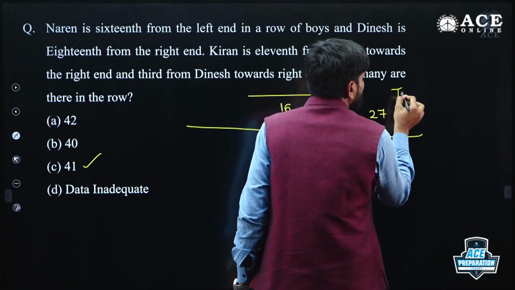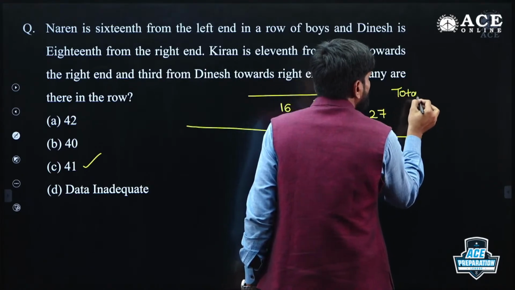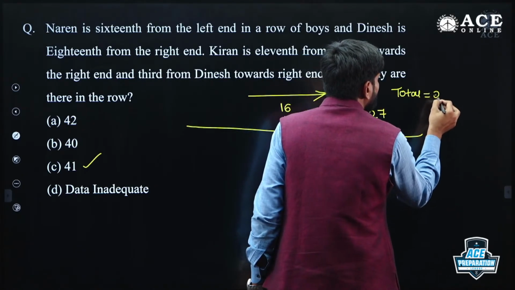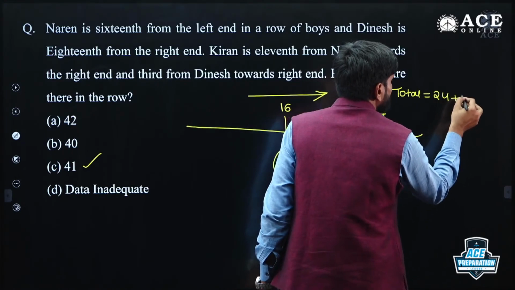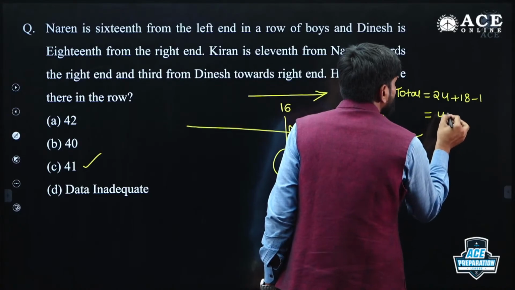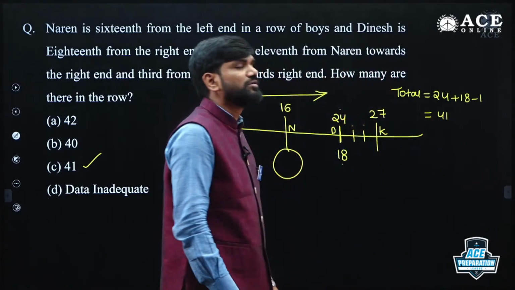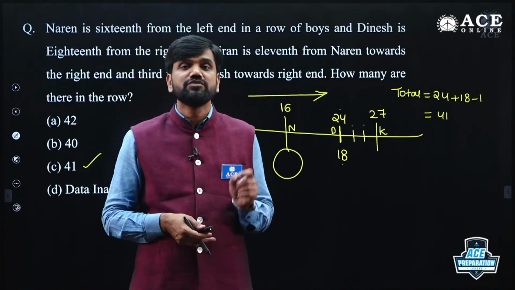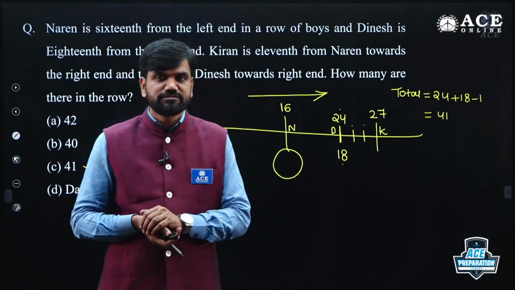If you want me to write in the equation format, I will write it here. Total is equal to the position of the candidate from left as well as right, minus 1. Hence it must be equal to 41. 42 minus 1, hence it should give you 41.